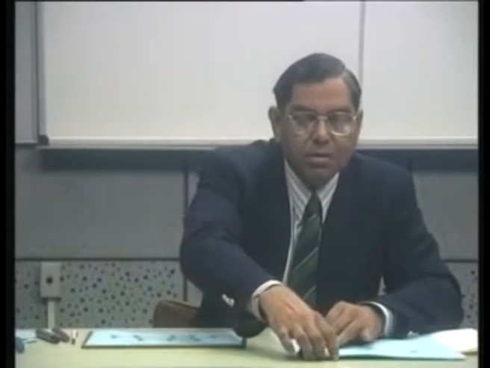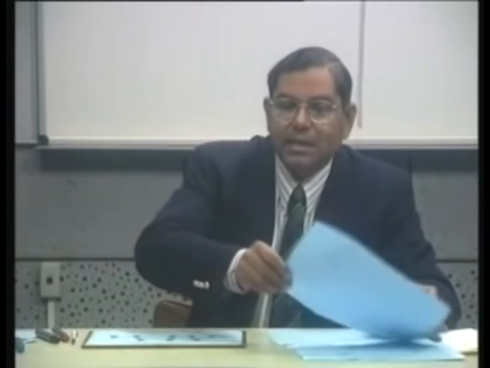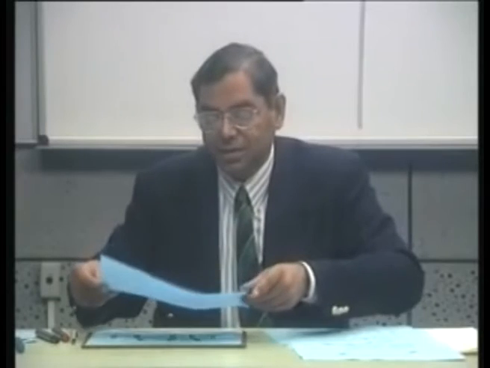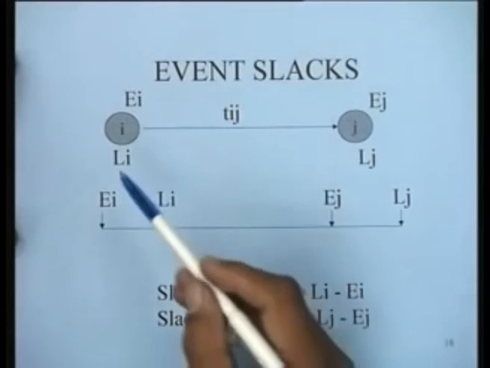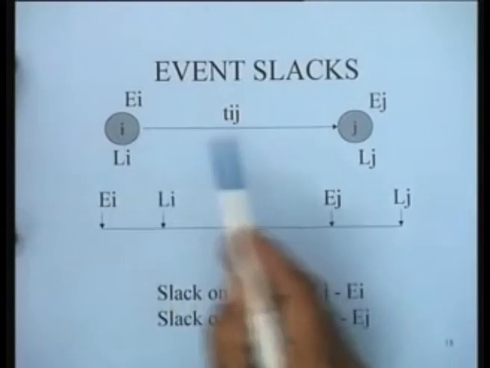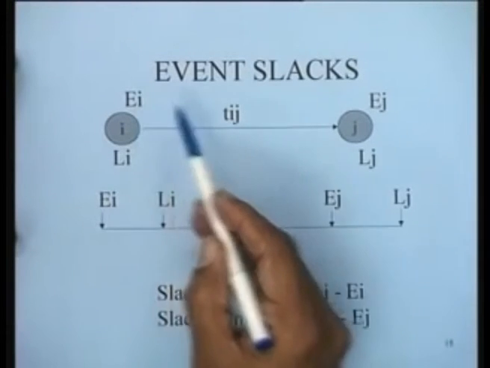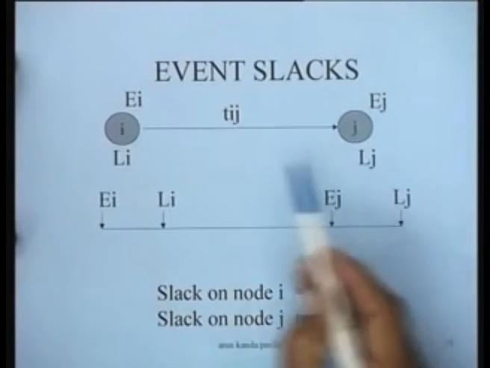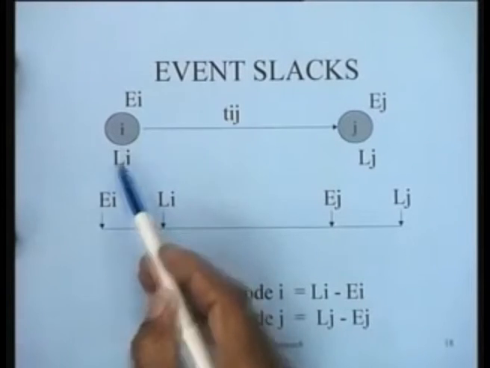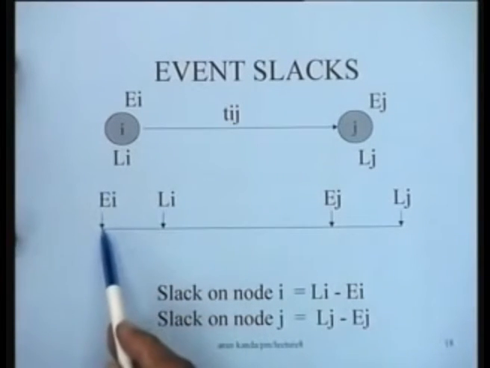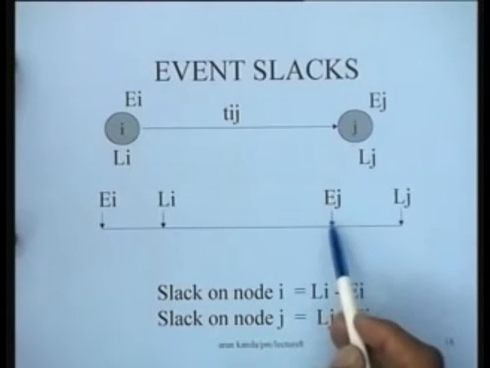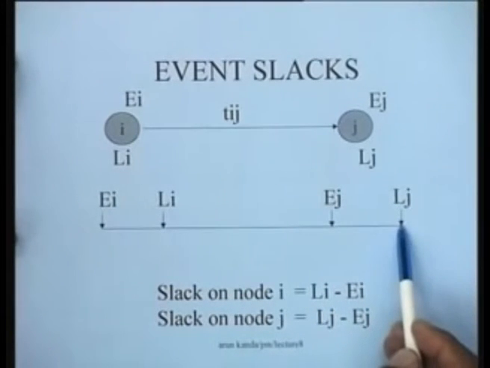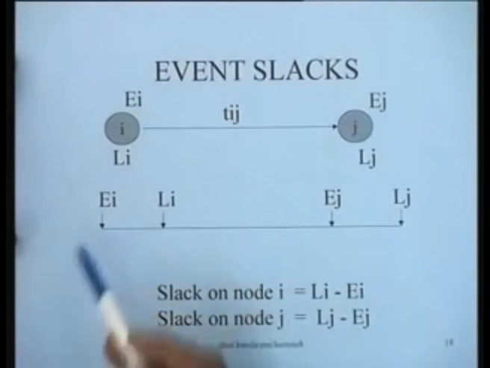Now, let us talk about the important concept of event slacks and total floats for various activities. Let us first talk about event slacks. If we have an activity going from i to j, we have computed through a forward pass the earliest occurrence times and through a backward pass the latest occurrence times for all the nodes. Typically, the earliest occurrence time would be earlier and the latest occurrence time would be later, and if it is a critical node, these would coincide. The earliest occurrence time for this node is here and the latest occurrence time for this node is here, right. This is how they would show on a time scale.